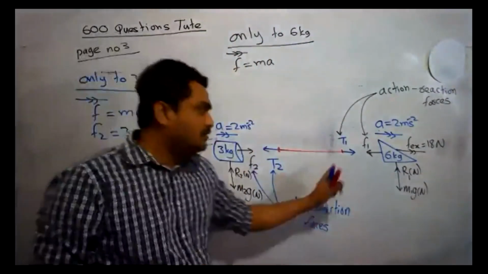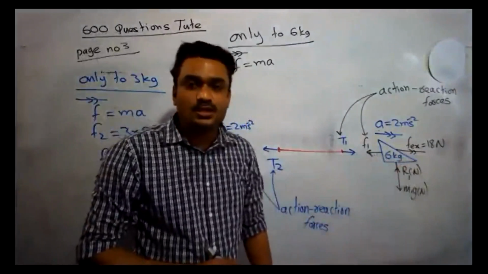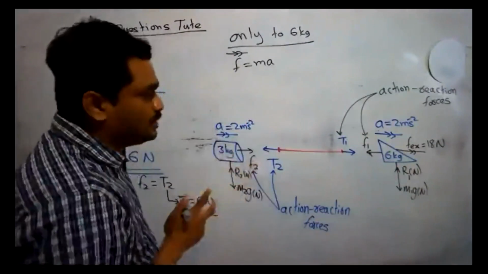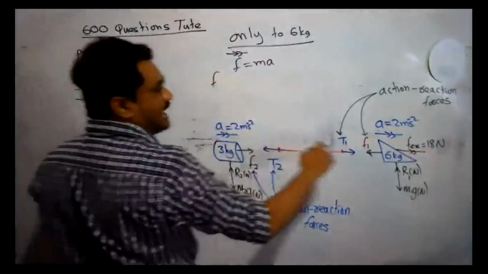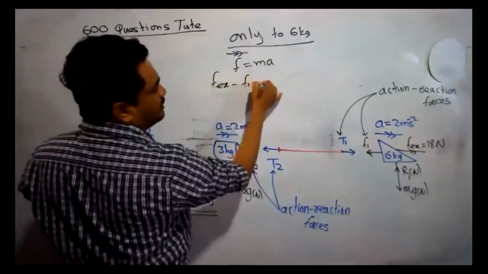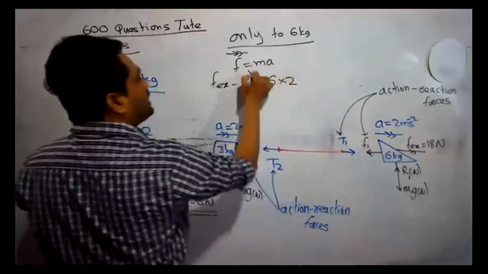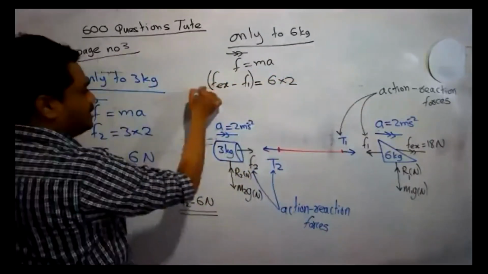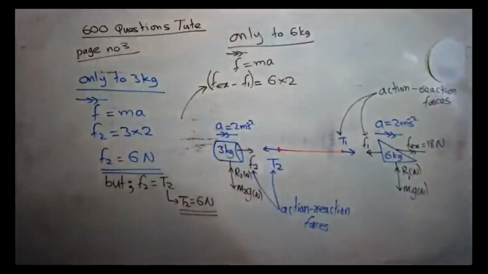How many horizontal forces are acting on the 6 kg object? Two, sir. There are two horizontal forces, F1 and Fex. The resultant force acting on the 6 kg object is Fex minus F1, equal to mass 6 times acceleration 2. Can you do the rest and find F1, dear? Give it a try.